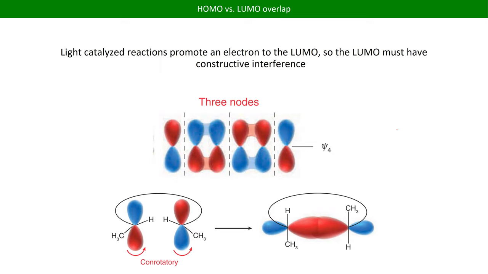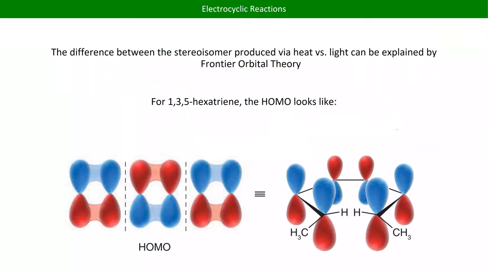So with light catalyzed, when we promote an electron to the LUMO, it looks like this. We added an extra node, which means we flipped up or down one extra time, right? So one way to think about this is every time you add a node, even if you don't draw your nodes in the right spot, it doesn't really matter as long as you flipped up and down the right number of times, right?